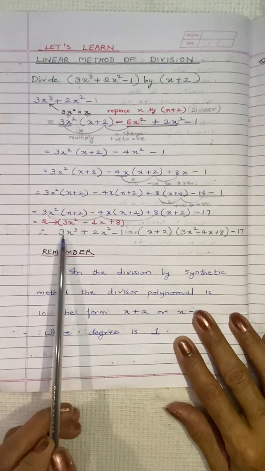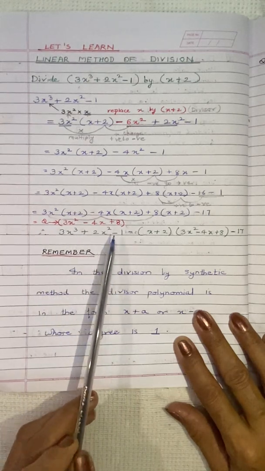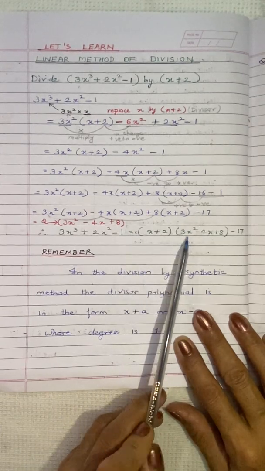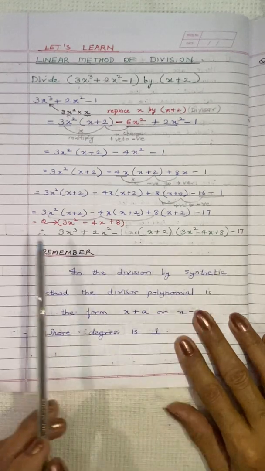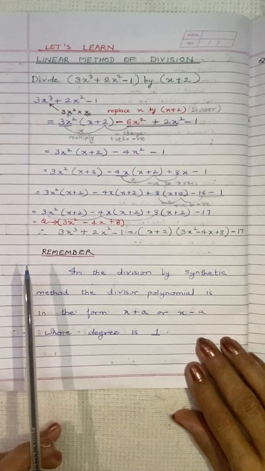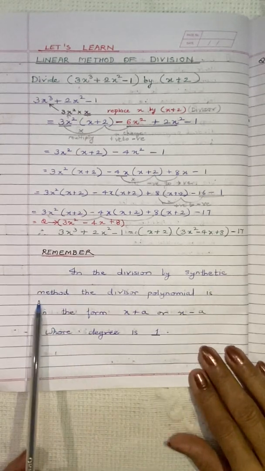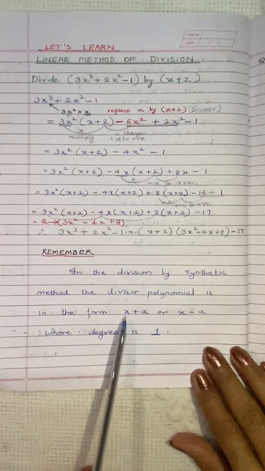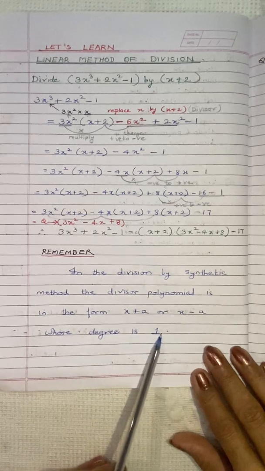Therefore 3x cube plus 2x square minus 1, the dividend, is equal to divisor multiplied by quotient, and minus 17. I hope this method is clear to you. That is the linear method of division. Now remember, in the division by synthetic method, the divisor polynomial is always in the form x plus a or x minus a, whose degree is 1.